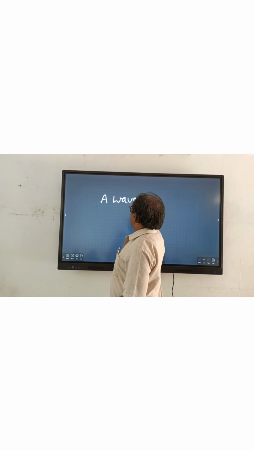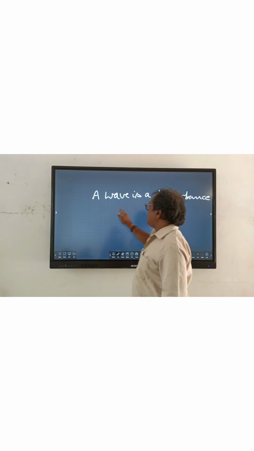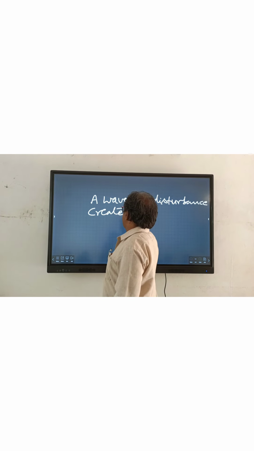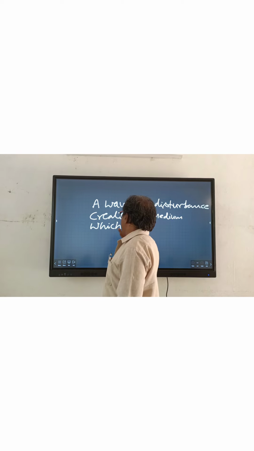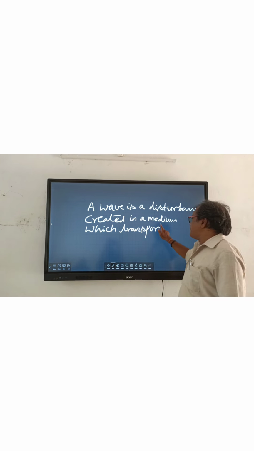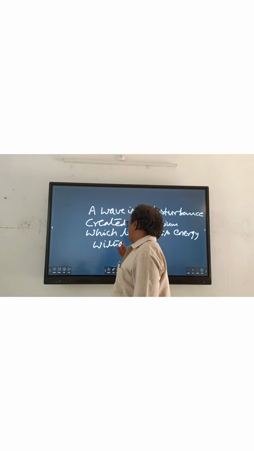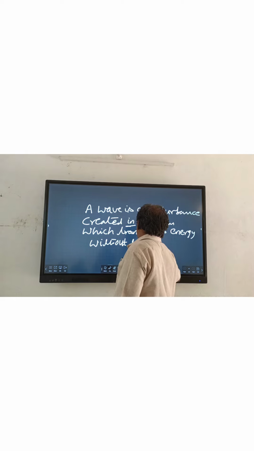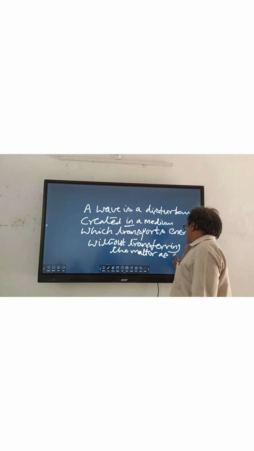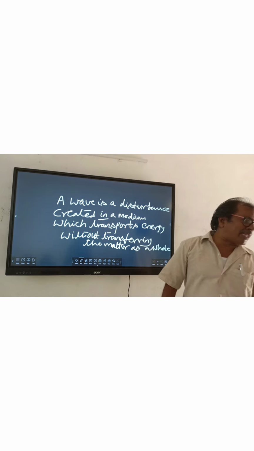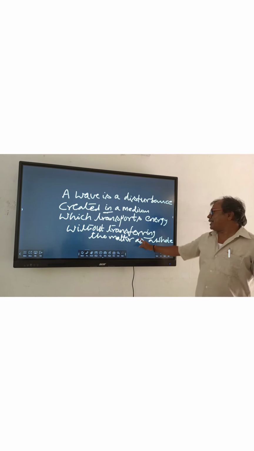A wave is a disturbance created in a medium which transports energy without transferring the matter as a whole. This is the way in which you can define a wave. A wave is a disturbance created in a medium which transports energy without transferring the matter as a whole.